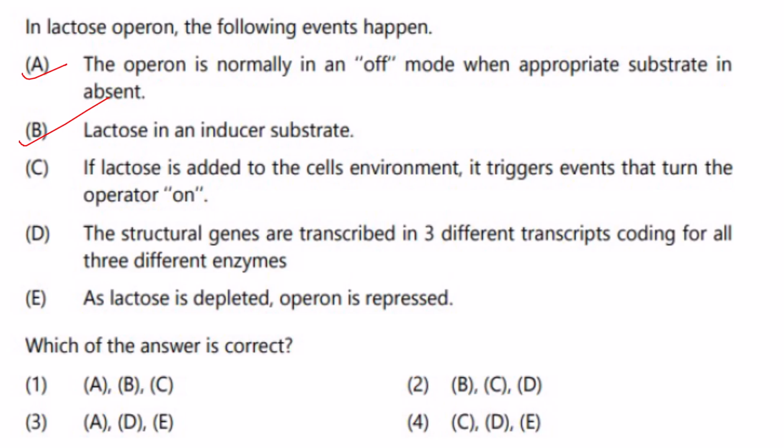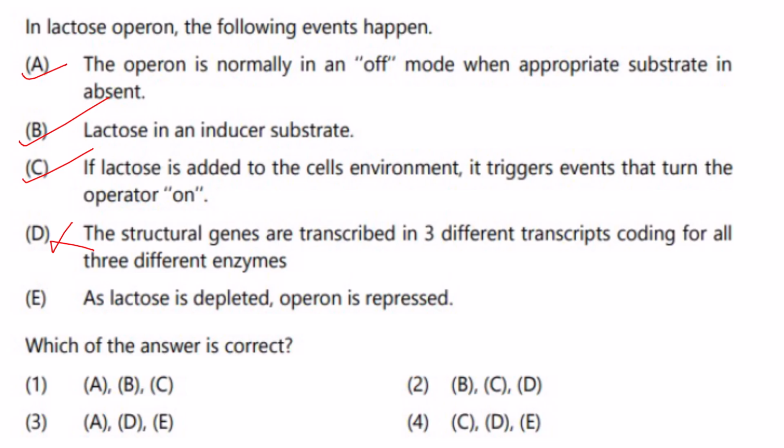If lactose is added to the cell environment, it triggers events that turn the operon on. Now if you add lactose to a bacterial cell, lactose will enter into the cell, it will bind to the repressor, the repressor will not be able to bind to the operator, RNA polymerase will happily bind, and structural gene synthesis takes place. So it will turn on the lac operon, so C is also correct. Then, the structural genes are transcribed in 3 different transcripts coding for all 3 different enzymes. No. It is one single transcript which is coding for all the 3 enzymes. So D is not correct.